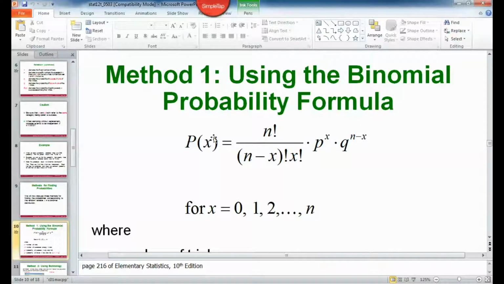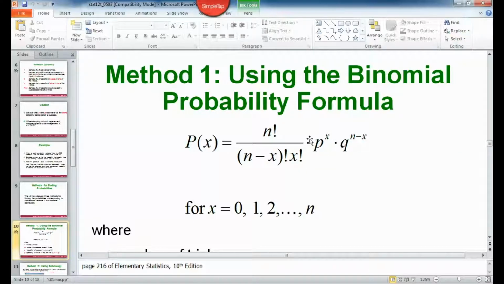So we have the probability of x. This is a set number of whatever you want. Going back to the 3 births out of 5, the 5 would be your n. Notice you have an n factorial on the top. The 3 births, the 3 would be your x. So this right here is n minus x, so that would be 5 minus 3 factorial. And then times 3 factorial.